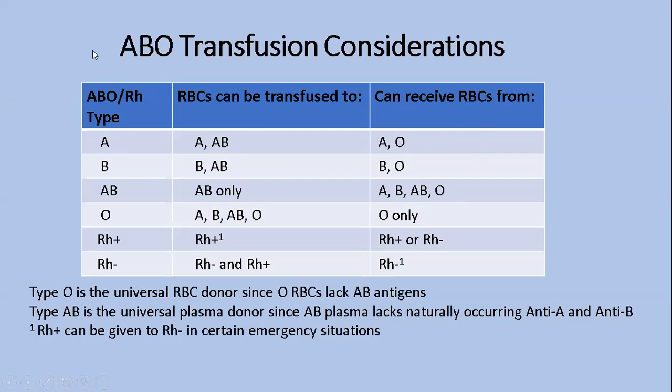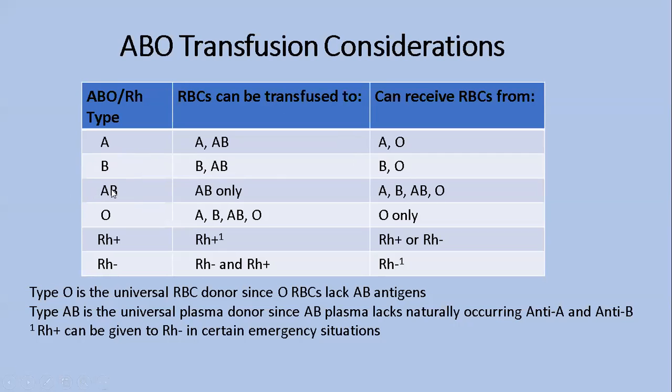Okay? When we have someone who's type B, their red cells can be given to another type B person or also to someone who is AB because the AB person has that B antigen. What kind of red cells can a type B person receive? Their same type, B, and O, which is the universal red cell donor.